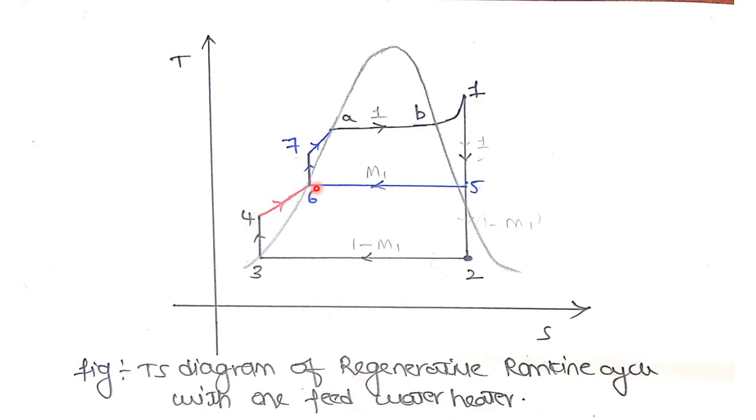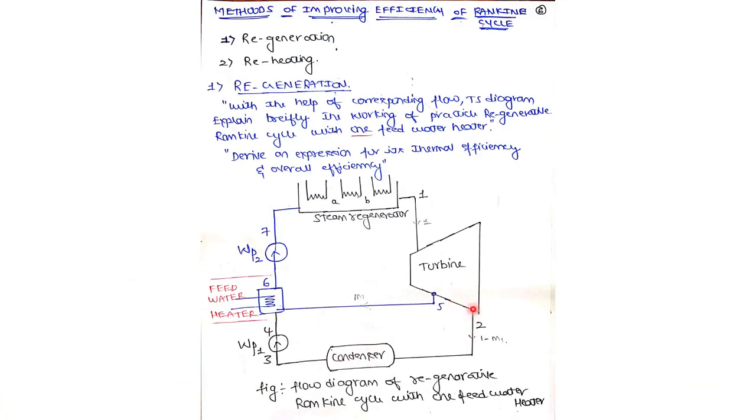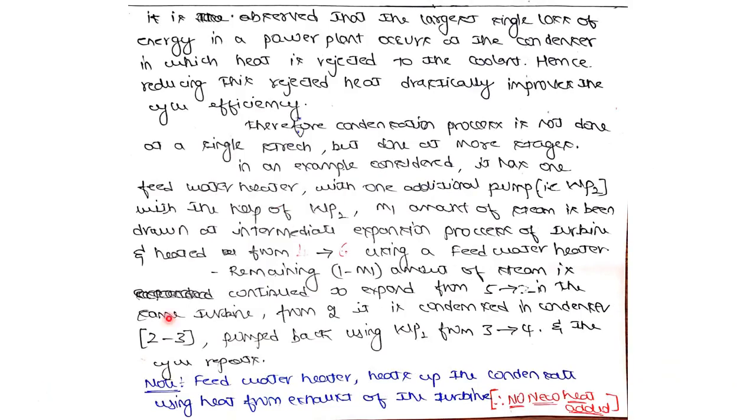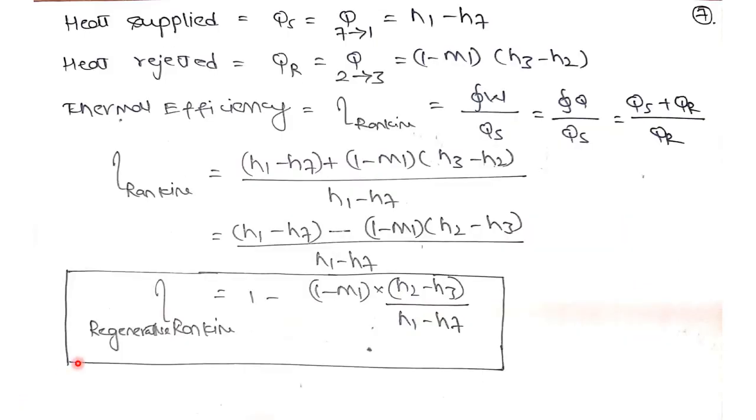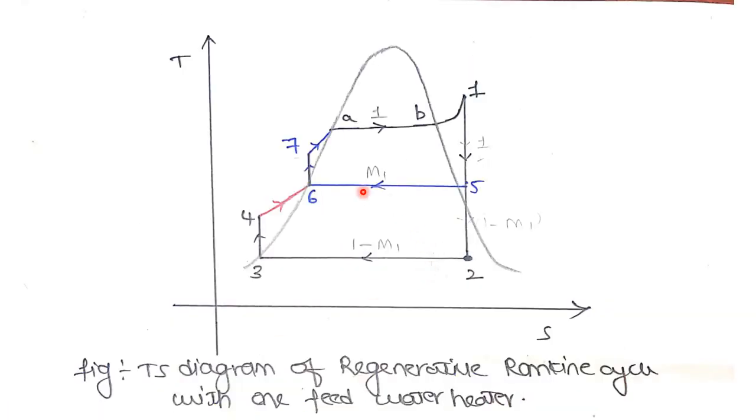So kindly take it down. After this, heat supplied. Heat supplied is from 7 to 1. Where is the heat supplied? We can see the TS diagram. So from 7 to 1, you're supplying the heat: 7 to A in the economizer, A to B in the boiler, and B to 1 in the superheater. So this total process is the heat supply. How will you calculate the heat supplied for this particular thing? Heat supplied will always be taken as final minus initial, right? So final is state 1 and initial is state 7.